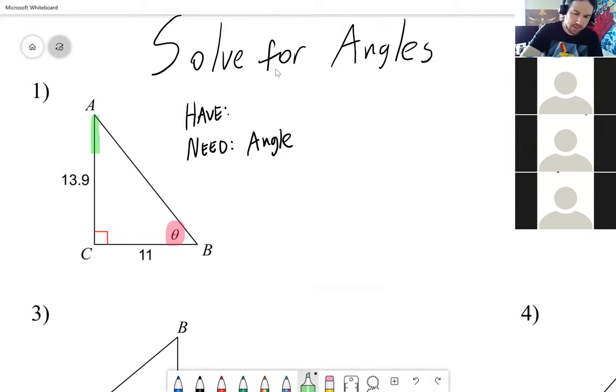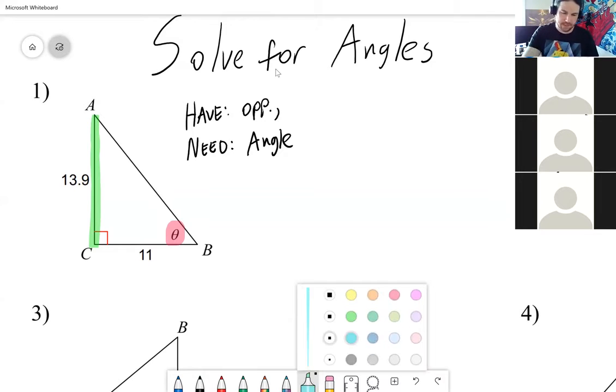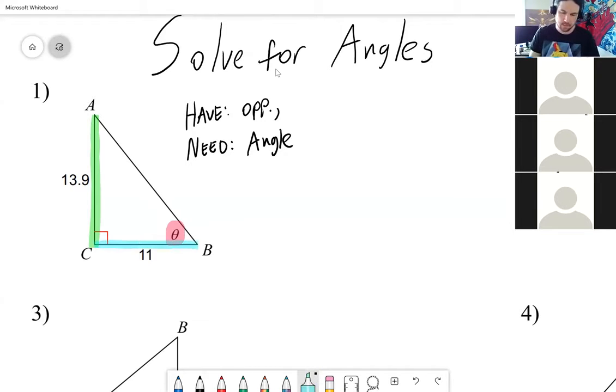Well, we've got this side over here, and I'm going to call that the opposite side. And we have this side here, which I'm going to call the adjacent side. We've got the opposite, we've got the adjacent. We need to find the angle. But the setup is exactly the same.